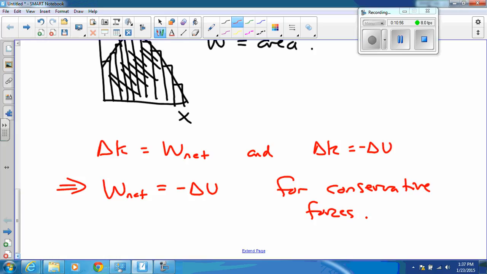All right. So we have net work is equal to the opposite of the change in potential energy for conservative forces. Okay, what about non-conservative forces then? Non-conservative forces simply do not have a potential function, and so we can still compute work as force times distance, we just can't use potential energy to compute it. That's the only limitation, and that's the only difference.